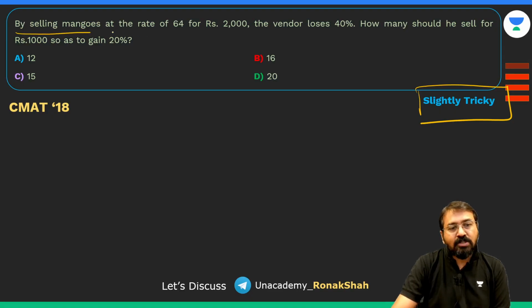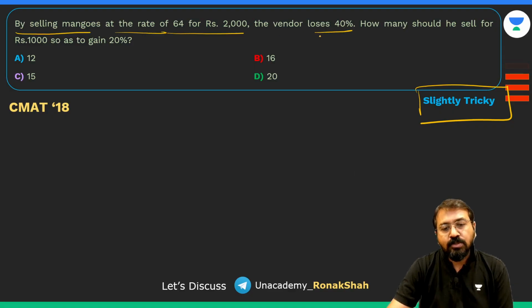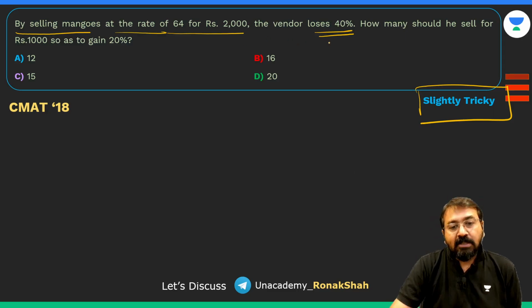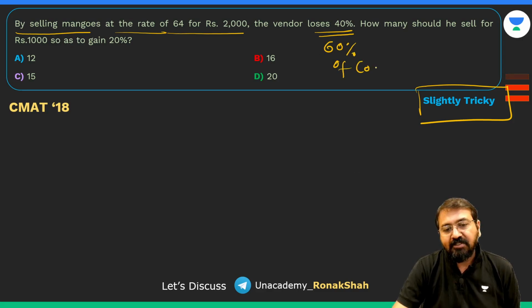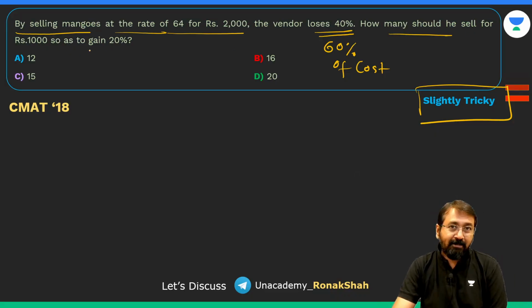By selling mangoes at the rate of 64 for rupees 20,000, the vendor loses 40%. Okay, the vendor loses 40%, meaning he is able to recover just 60% of cost. Do you all agree with this? Now how many should he sell for 1,000 so as to gain 20%?